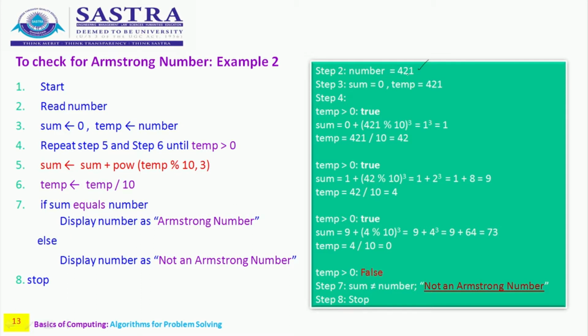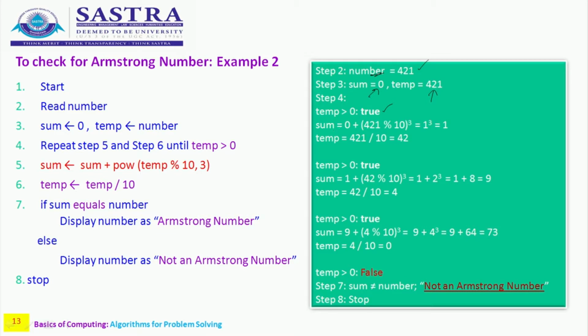So if the user is entering 421, then as usual you will be initializing the sum as 0 and you are copying the number into temp, so that during the process it is going to be changing. So finally we have to check only with the original number. The original number will still be retained in the variable called number. Then you have to check for the condition. The condition is whether temp is greater than 0. Your temp is 421, which is greater than 0. So the condition is true.